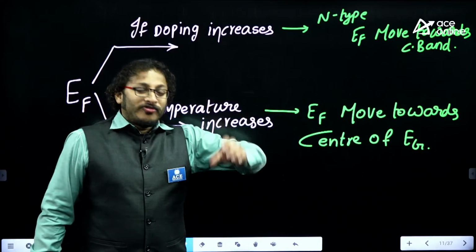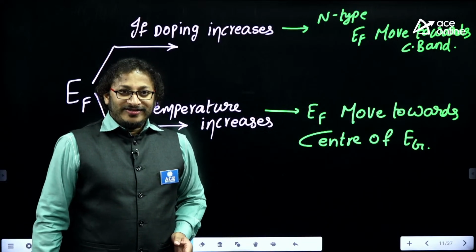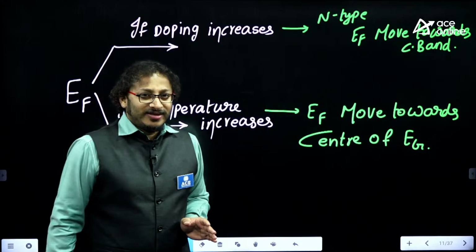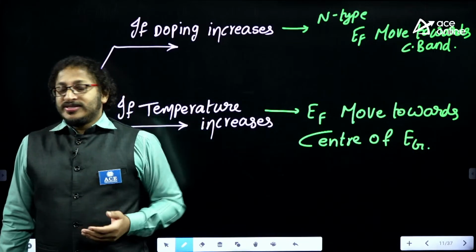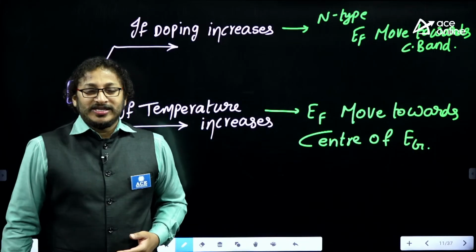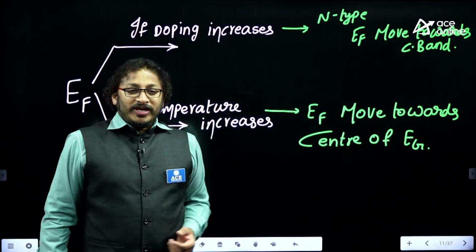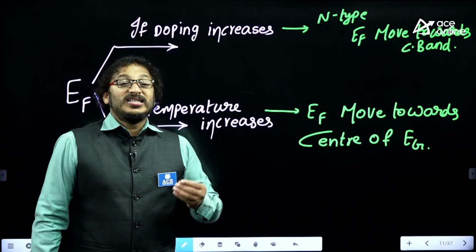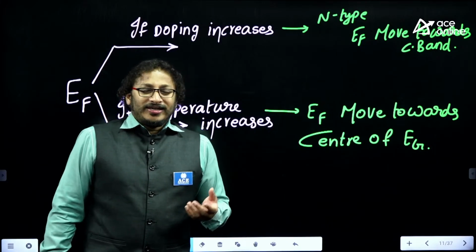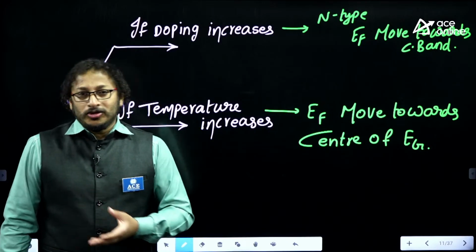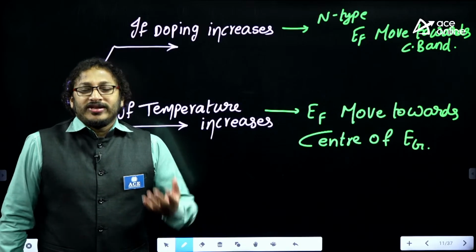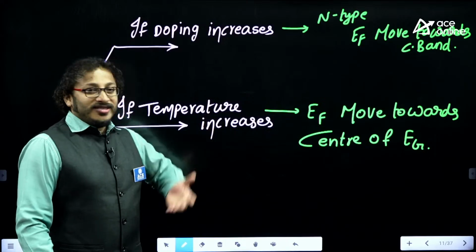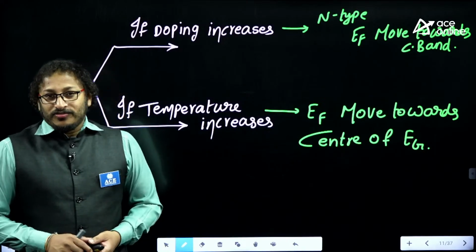So because of a particular doping, the Fermi level moves into the conduction band on the N side, or into the valence band on the P side. That type of semiconductor is called a degenerate semiconductor. I repeat, degenerate semiconductor, and that type of doping is called degenerate doping. This was a GATE 2023 question. Please take care of that.